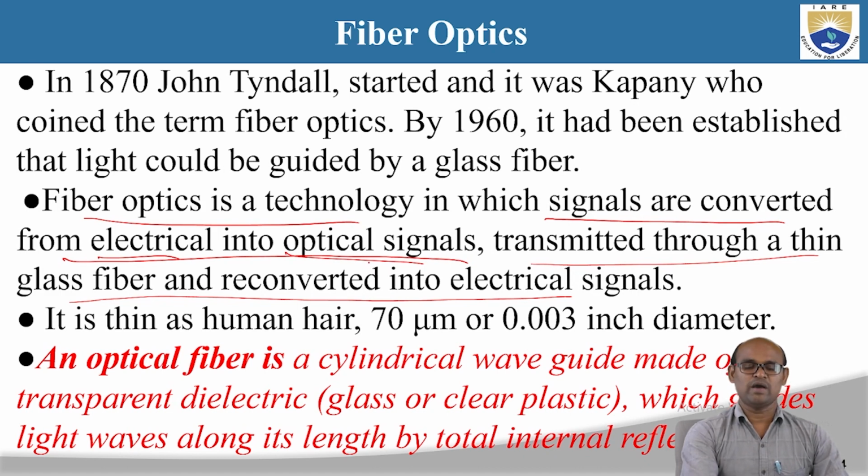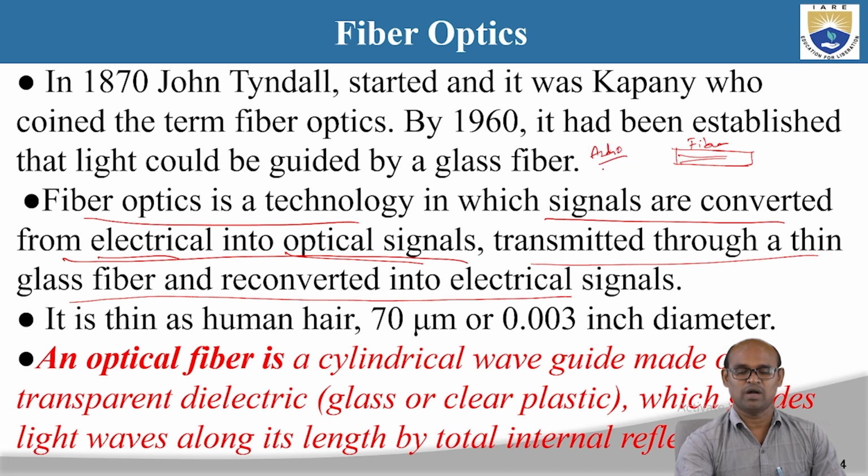Once we have this light signal, it will be transmitted through a fiber. So let us say this is the fiber. Whatever audio or video signal I have will first be in the form of an electrical signal. This electrical signal will be converted into an optical signal using some electrical components.